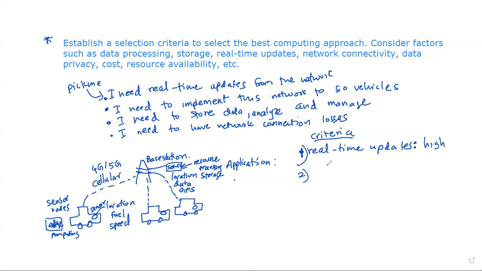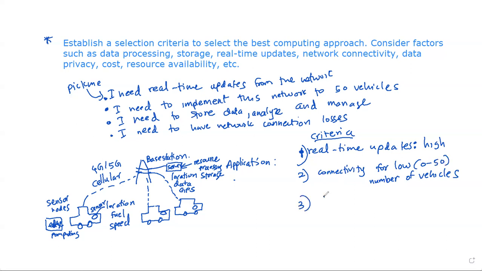Next, we want to have connectivity for about 50 vehicles, right? So connectivity for low number of vehicles, right? So low number of vehicles. So it's not a massive connectivity scenario. So we can say for low number of vehicles, about 0 to 50 vehicles.